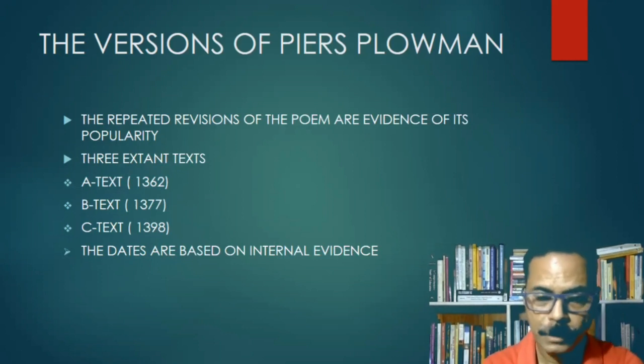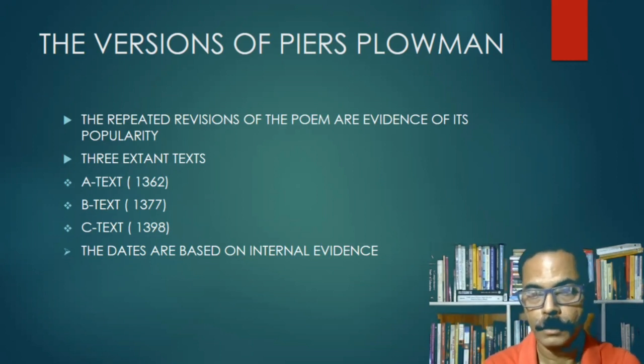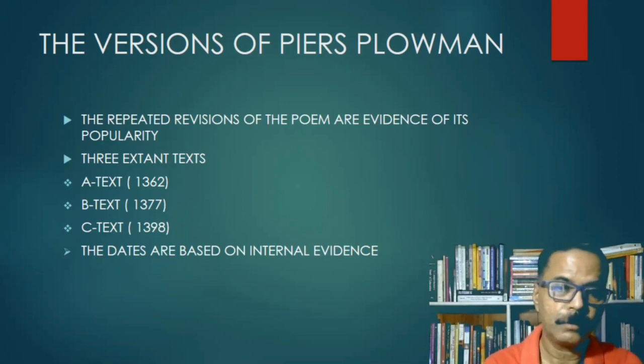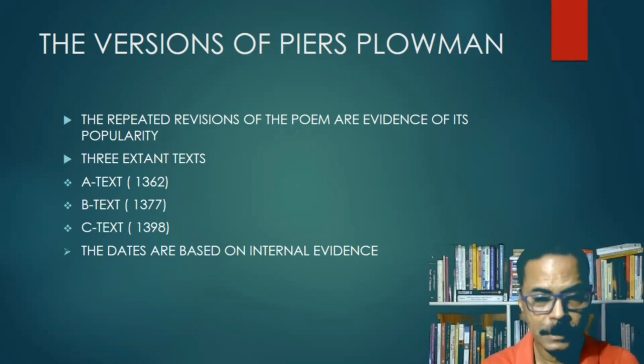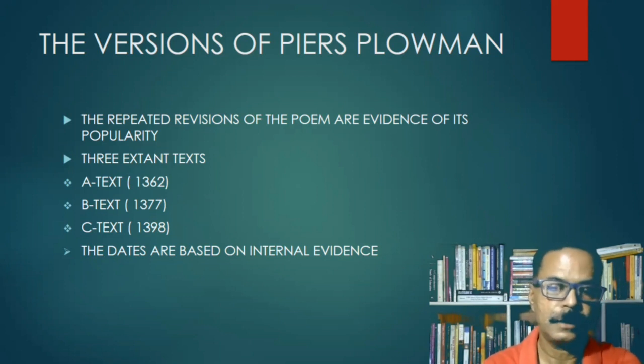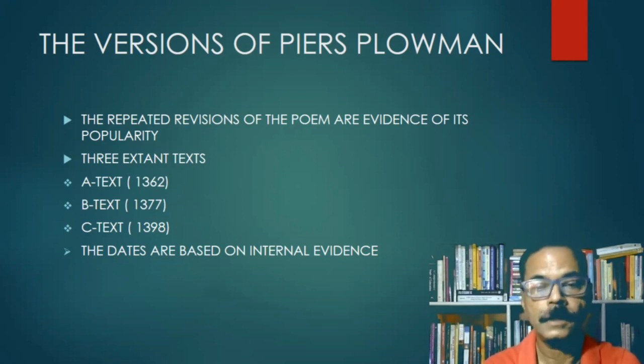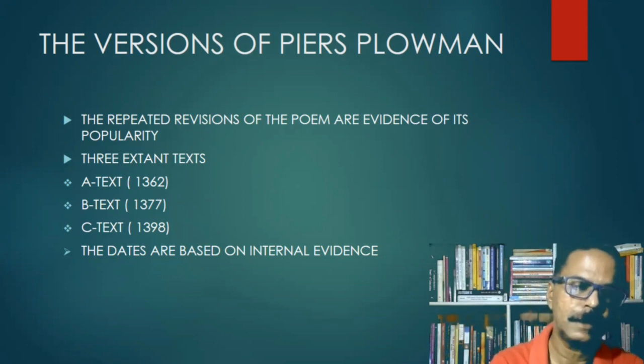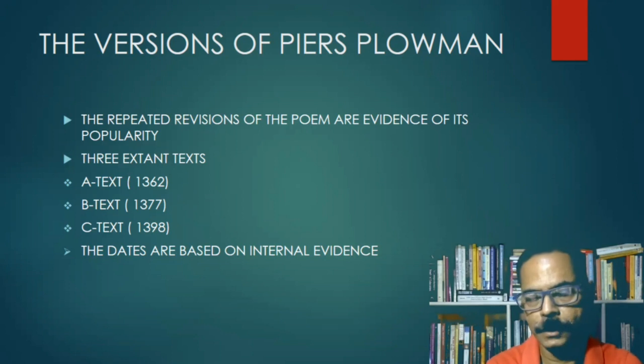Now, Piers the Plowman was a very popular poem of the Middle English period. And this popularity is evidenced by the fact that there are available multiple versions of the poem. Multiple versions are extant. Now, the three extant texts are A text, B text, and C text. They are called so, respectively. And from internal evidences, that is from the versions themselves, we get the dates or years of their writing or publication. They're given on the slide, actually: 1362, 1377, and 1398, respectively. These are the years in which the successive versions were released.